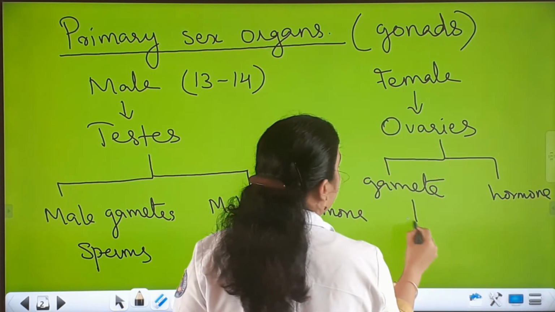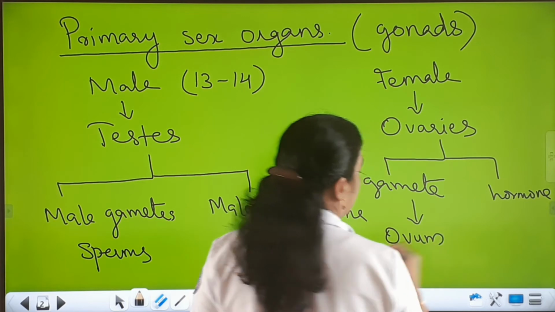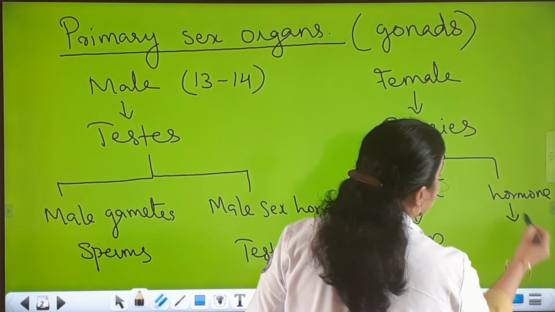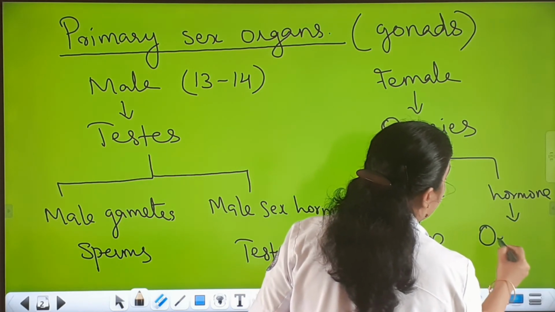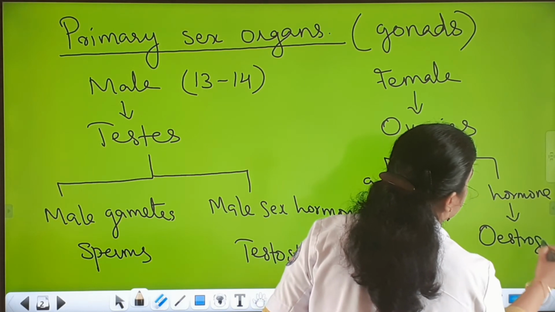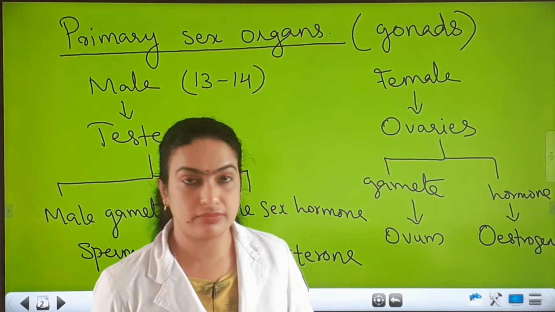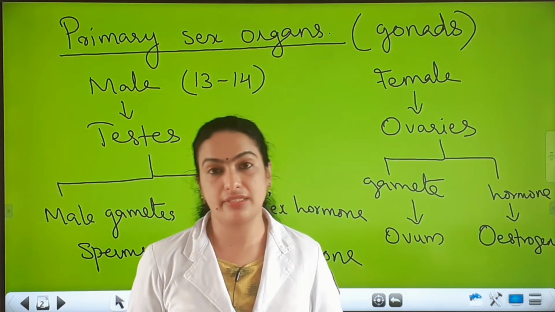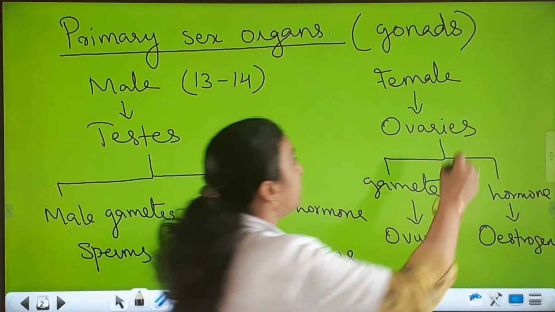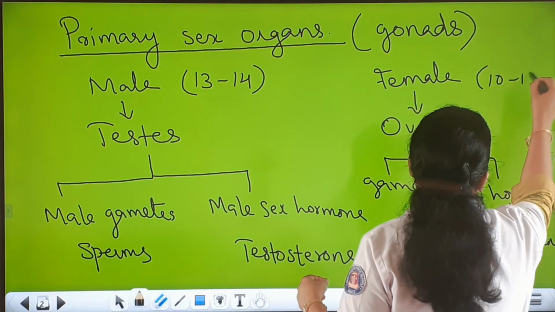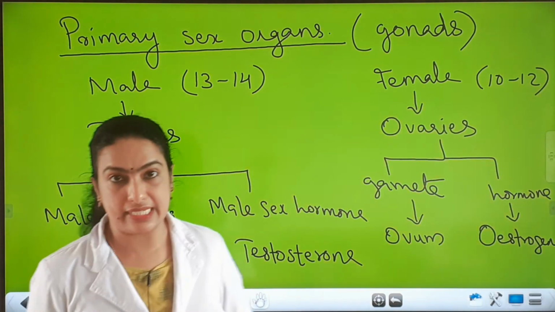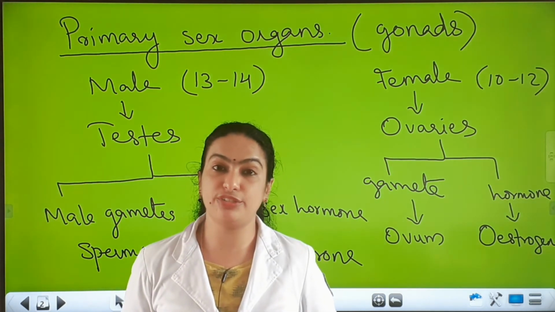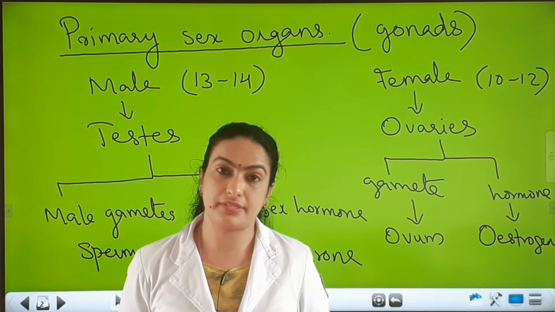Which is the female gamete? Ovum or egg, plural ova. Which are the female hormones? 2 hormones are there, estrogen and progesterone. Estrogen is responsible for showing the secondary sexual characters at puberty. So here 10 to 12 is the puberty stage. These ages may vary in boys and girls according to food habit or heredity.